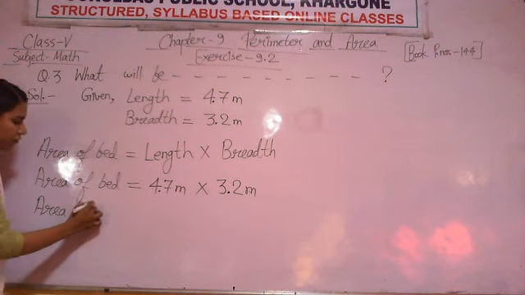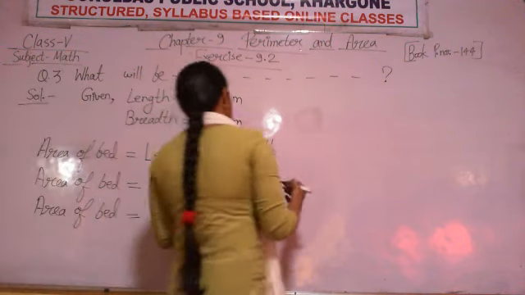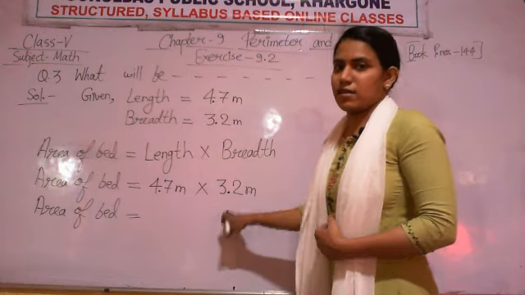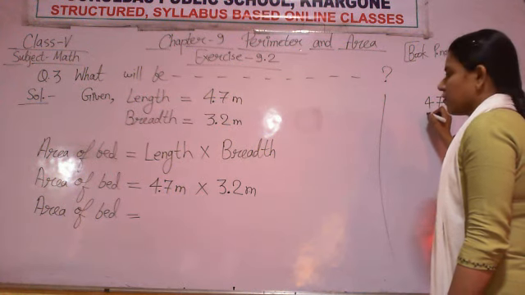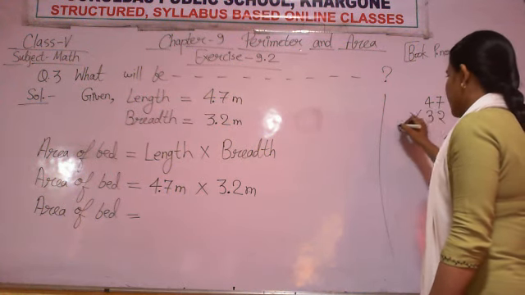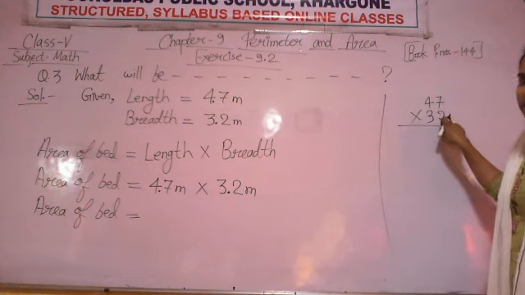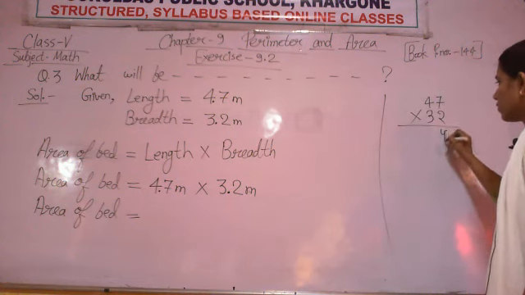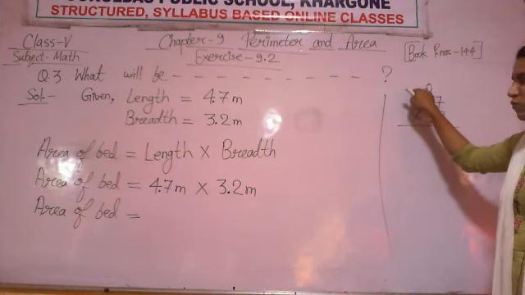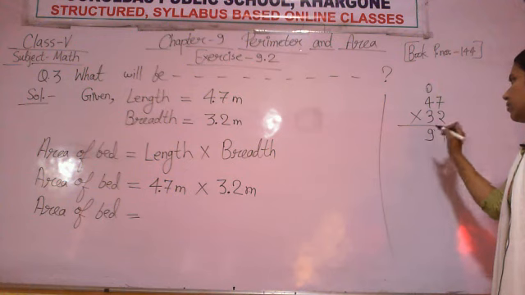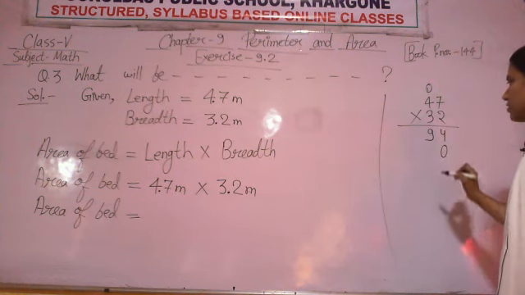So area of bed is equal to, as both the numbers are decimals, arrange the numbers in rough work. Arrange both the numbers column-wise and multiply them. So first 47 will get multiplied with 2. 2 sevens are 14. 4 here, 1 carry forward. 2 fours are 8 plus 1 carry is 9. Okay. Now the ones place is multiplied, so put 0.